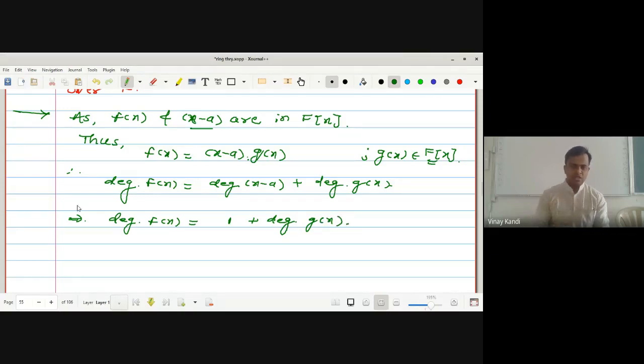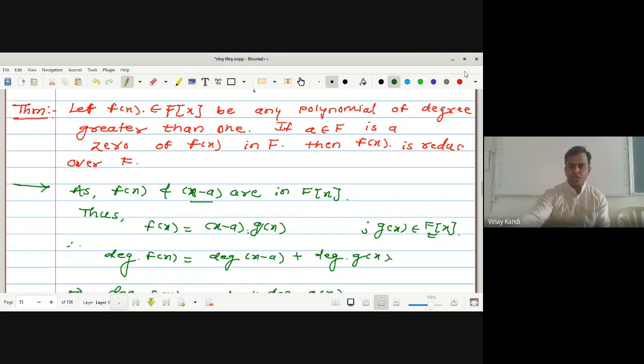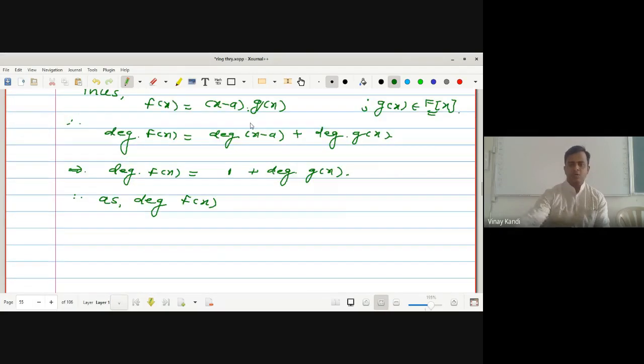Therefore, as the degree of f(x) is given to us to be greater than 1, that implies the degree of g(x) is greater than 0. For example, if the degree is 3, this will be 2; 2 minus 1 gives 1, which is greater than 0.